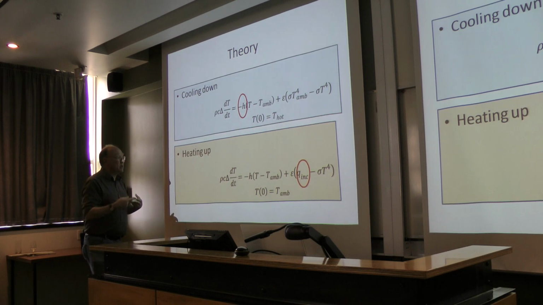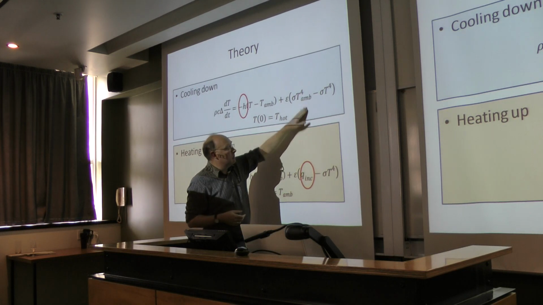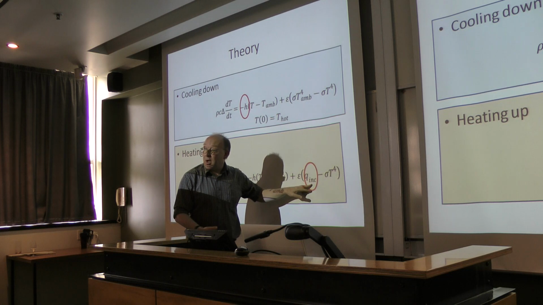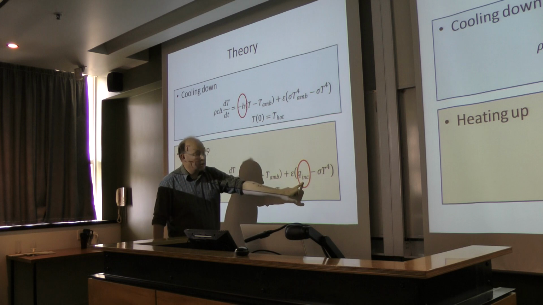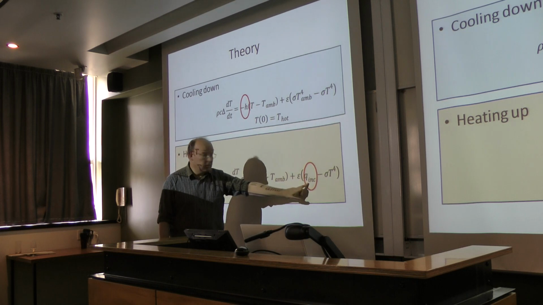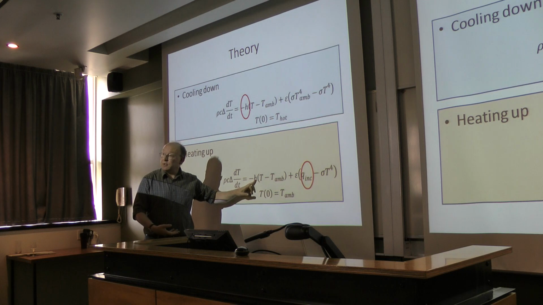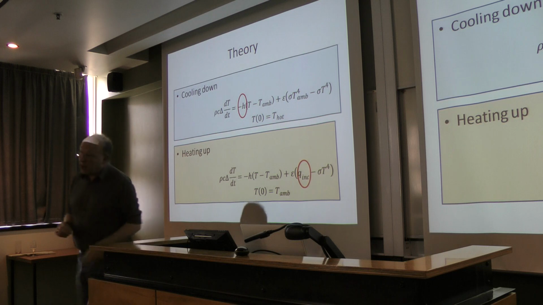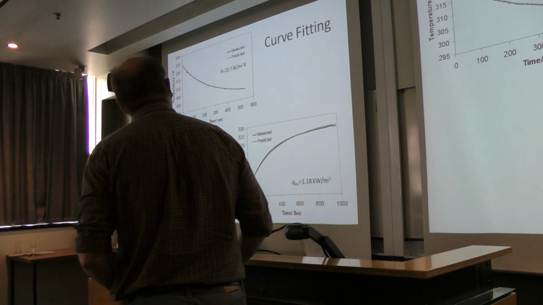Now when it comes to heating up, it's basically the same model, but rather than background radiation, we've got background radiation plus the contribution from the fire. And the only thing I don't know in this model is the incident heat flux during the heat up phase, because the heat transfer coefficient I've already calculated from the cool down phase. So then I can adjust that so that I can get agreement between the measured and the predicted temperature.